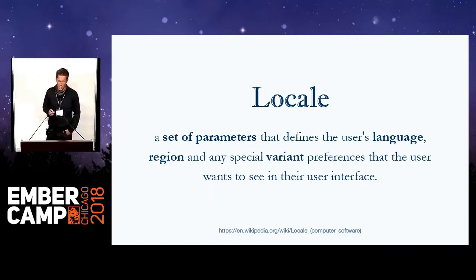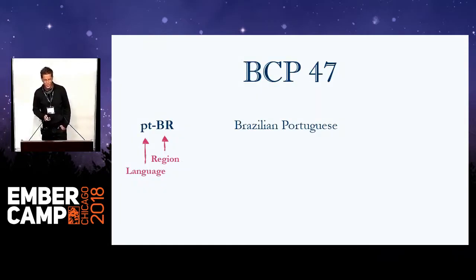Another term we need to get clear is locale. And locale is defined as a set of parameters that define the user's language, region, or any special variant preferences that the user wants to see in the user interface. So keep that in mind, language, region, and variants. One example of that is BCP 47, which is a specification on how to define a locale. I've put one example up here, which is Brazilian Portuguese. So basically the Portuguese language spoken in Brazil. And you can see in the front, there is the language specifier, then a dash, and then the region specifier.